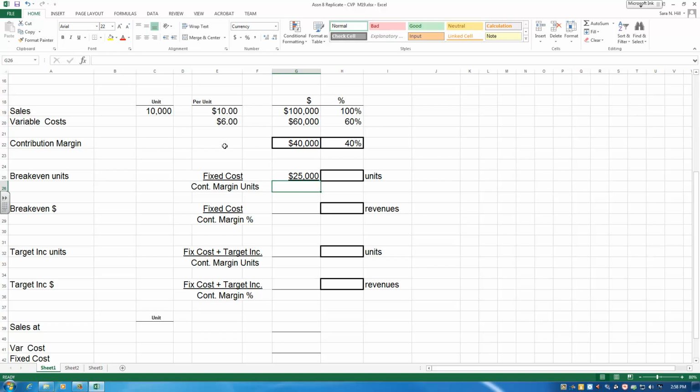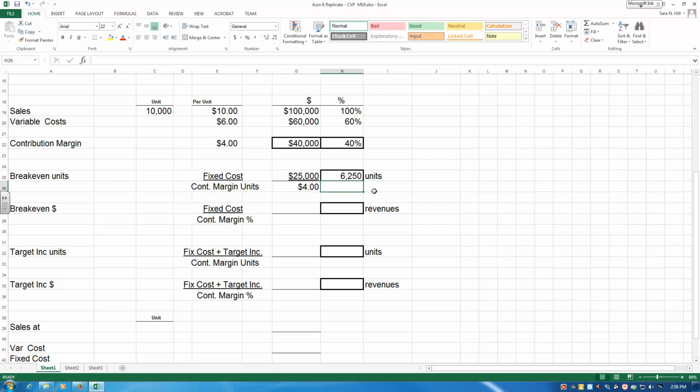So actually it looks like we forgot to calculate a cell up here. We want the contribution margin on a per unit basis. So let's just go ahead and subtract our variable costs from our sales to get $4. So now we can go ahead and grab that $4. And here it's going to calculate for us the number of units that we need to break even. So we build our formula and say cell G25 divided by G26 equals 6,250 units.